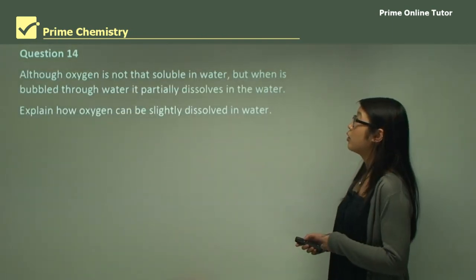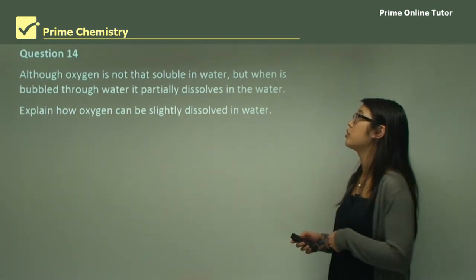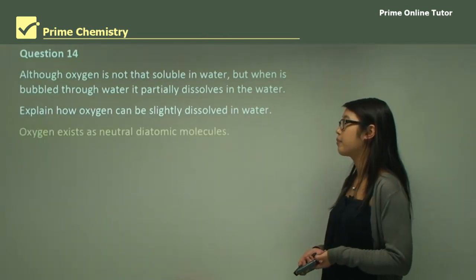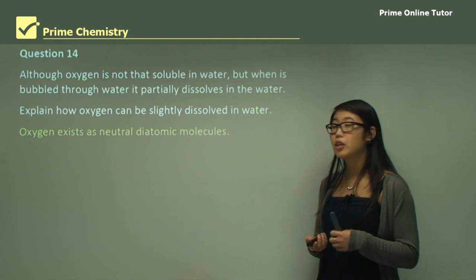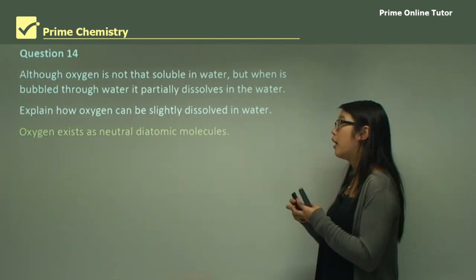So question 14. Although oxygen is not that soluble in water, when it is bubbled through water, it partially dissolves in the water. Explain how oxygen can be slightly dissolved in water. So oxygen, remember, is a diatomic molecule. That means 2 oxygen atoms bound together covalently.